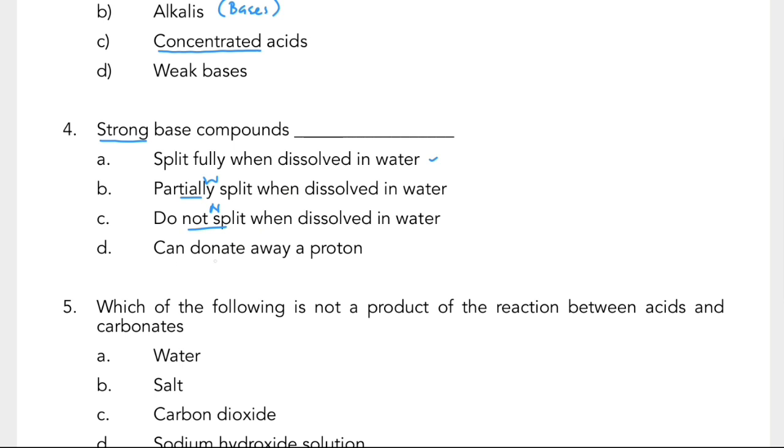Then D, can donate away a proton. If something can donate away a proton, it doesn't become a base, it becomes an acid, because an acid by definition is a compound that donates protons. In other words, they donate hydrogen ions.